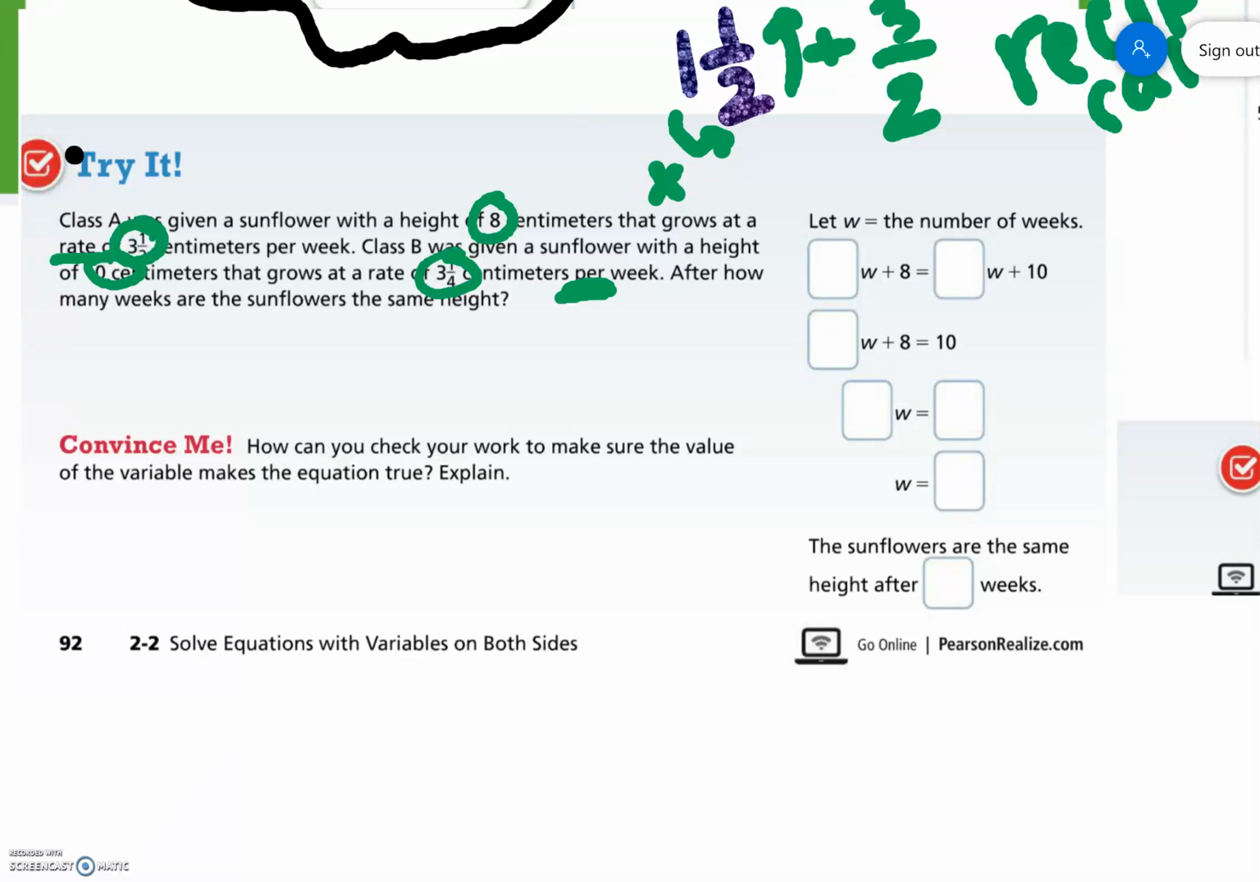So here we have something W plus 8. Well, that talks about class A. So on this side, it's class A, meaning on this side, it's going to be our class B. And we set them equal to each other because we want to find when they're the same height. So we already have the plus 8 because that's where it's starting from, but its rate is 3.5 centimeters. So I'm going to put 3 1/2. Then class B's rate is 3.25. So I'm going to put 3.25.